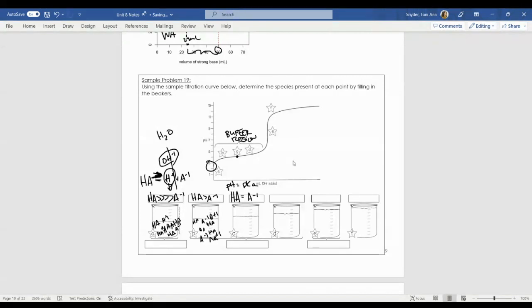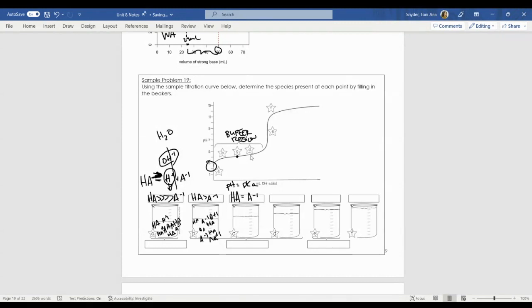This is where you have your perfect buffer, because if I add some strong acid to this, it's going to resist the change in pH for a long period of time. And if I add some strong base, it's going to resist the change in pH for a long period of time. Let's say I'm here and I add some strong acid. That buffer can't resist that change in pH for very long because it has too much acid to begin with.